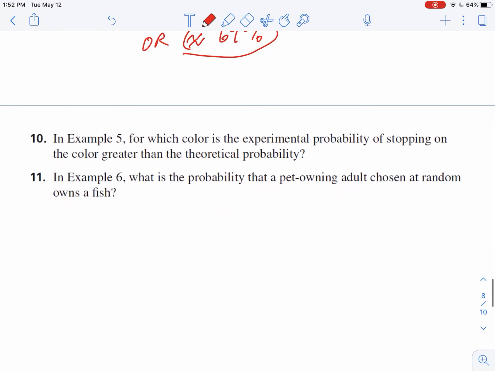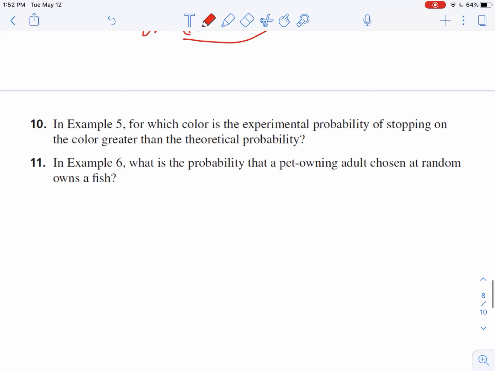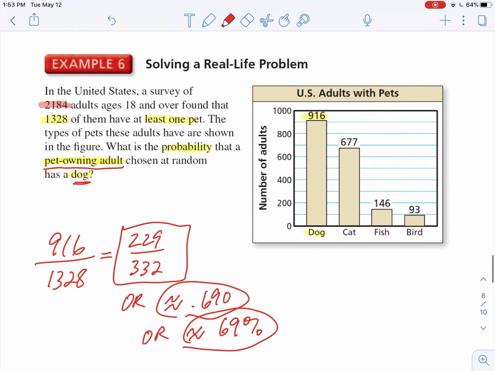So let's take a look at these last two problems. They do ask us to reference our examples. It says, in example 5, for which color is the experimental probability greater than the theoretical? So let's look back at our experimental and which of those fractions was actually greater than the theoretical.